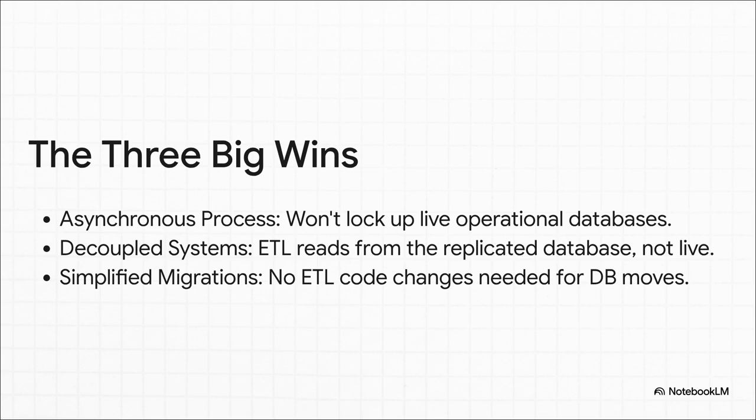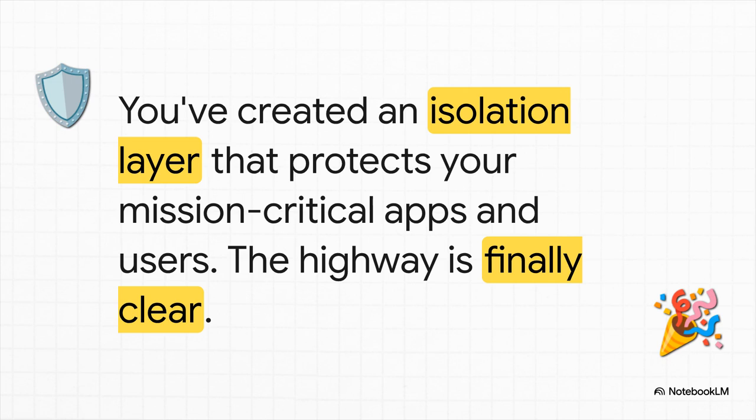Need to move an operational database to a new server? No problem. You just update the replication publication. You don't have to touch a single line of your ETL code. That's a game changer. So what's the bottom line here? The big takeaway is that you have successfully created this protective isolation layer. It's a buffer zone that shields your critical applications and, more importantly, your users from all that heavy-duty data processing. The main highway is finally clear for traffic.